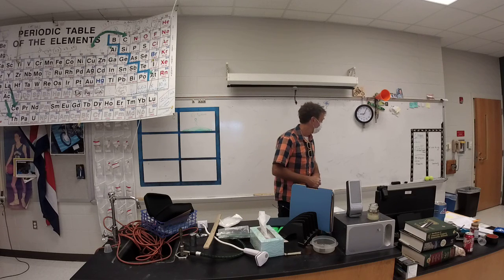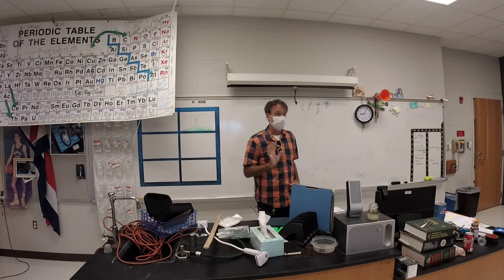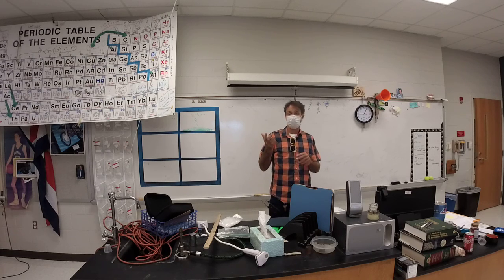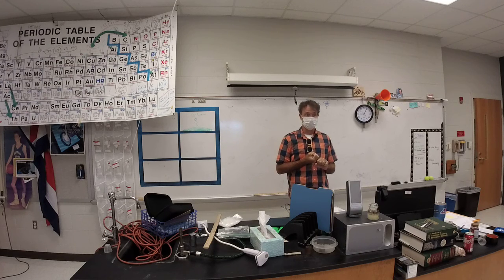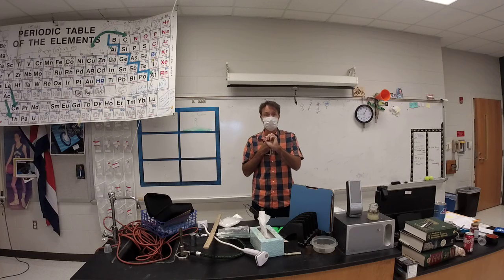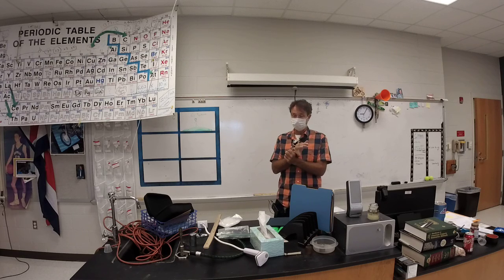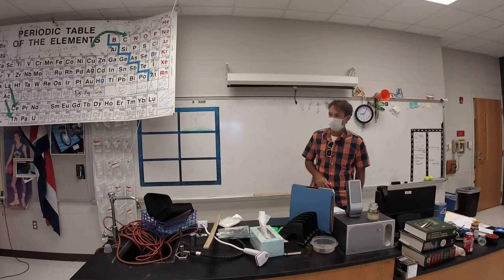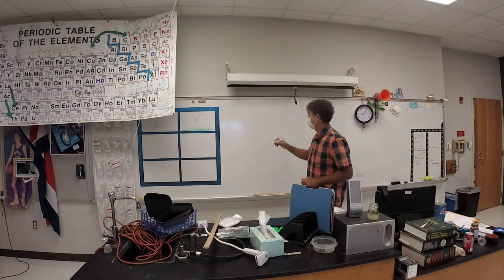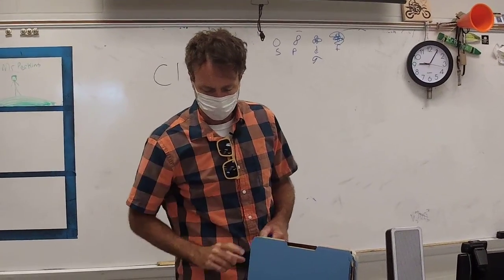Okay, so we're going to review making models of atoms. I'm going to start out. I'm going to do two atoms that are not transition metals, and two atoms that are transition metals. I am going to model for you one that's not a transition metal and one that is. So let's pick one that's not a transition metal. How about chlorine? I'm going to make some models of chlorine.